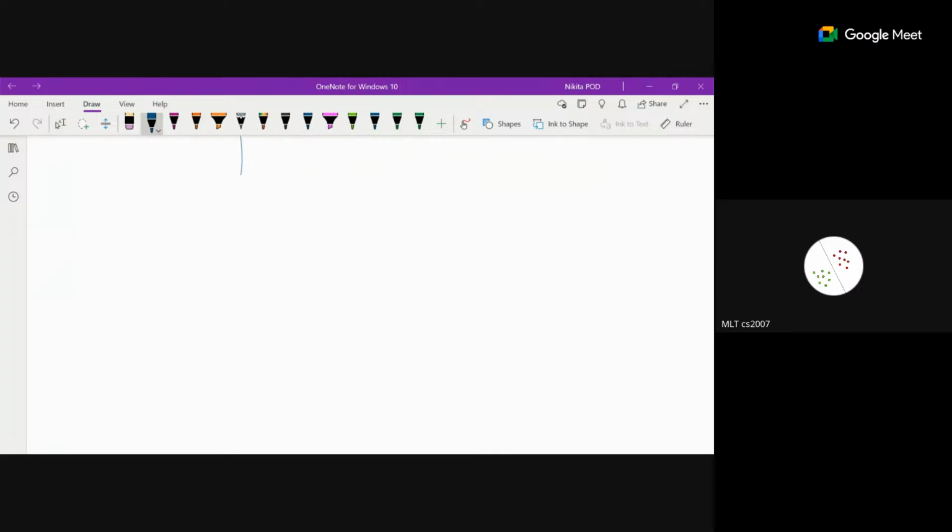The very first classification technique that we will see is soft margin SVM.